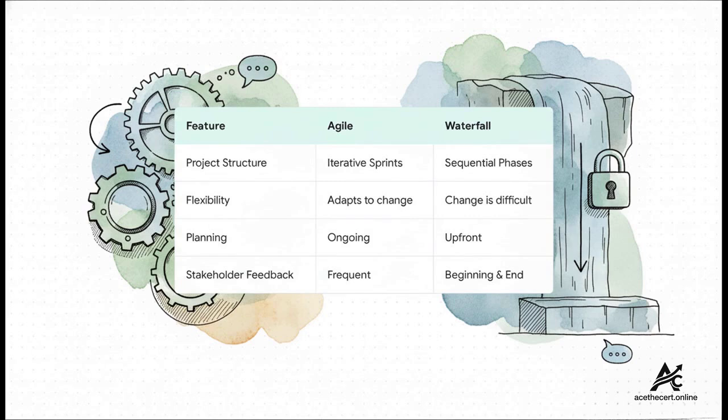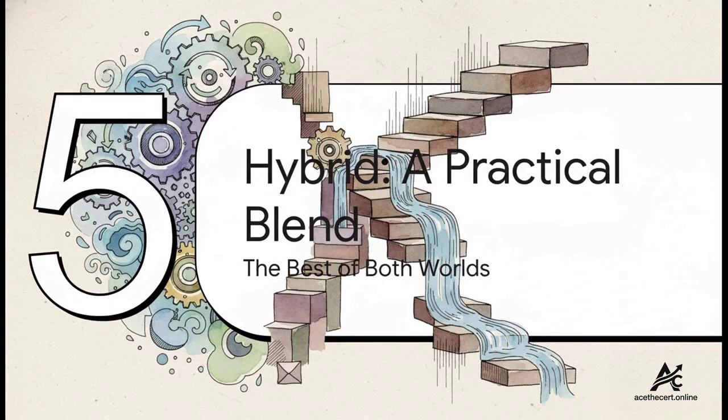And that affects everything else. Planning in Agile is a constant activity, while in Waterfall, it's this huge effort you do just once at the start. But the real game changer here is feedback. With Agile, you're checking in with your customer every few weeks, making sure you're still on the right path. With Waterfall, you might not get any real feedback until the very end, and that is a huge risk to take. Now, you might be thinking, okay, so I have to pick one or the other.